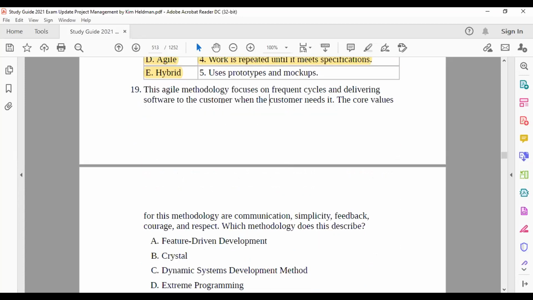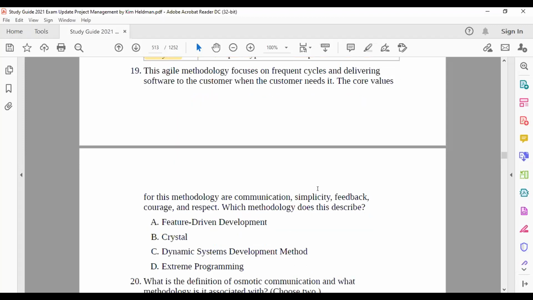Question number 19. This agile focuses on frequent cycles and delivering software to the customer when the customer needs it. The core values: simplicity. Look, simplicity, I can give you the keyword. Now, I will start doing the revision videos from tomorrow, because today I'm totally tired. Since 2:30 I'm here. Whenever you have simplicity, it is extreme programming. Simplicity, feedback, courage, and respect. This is what extreme programming is.